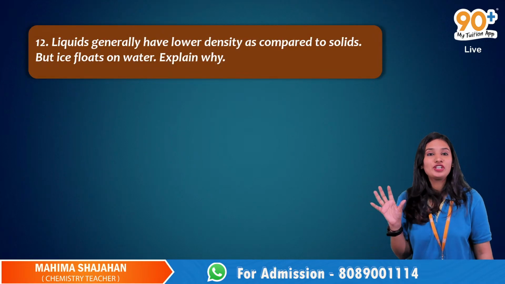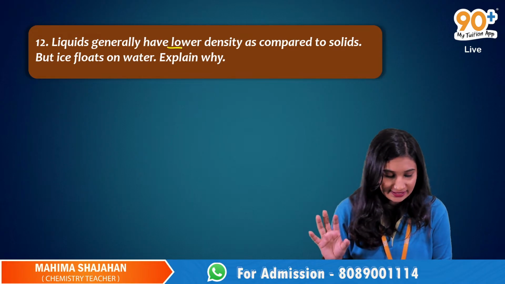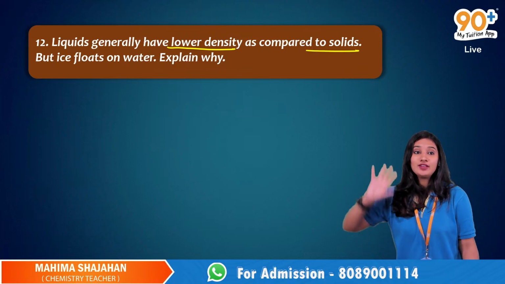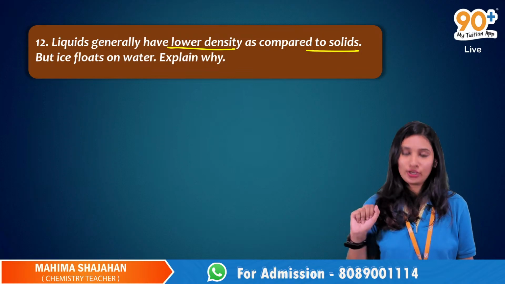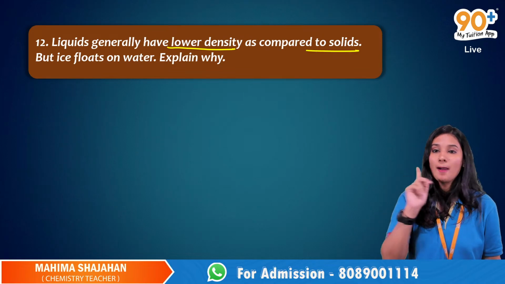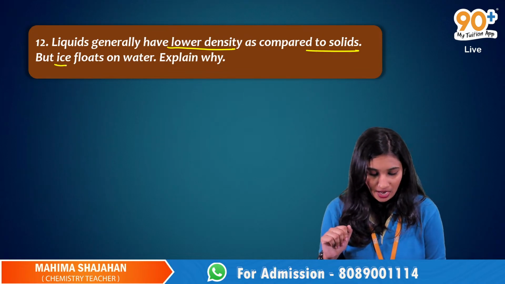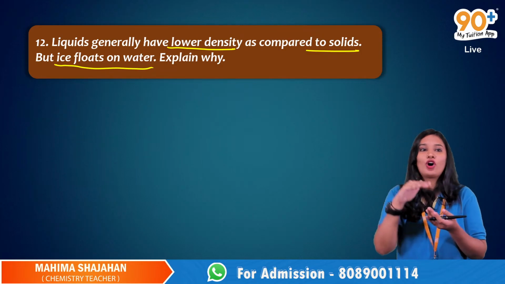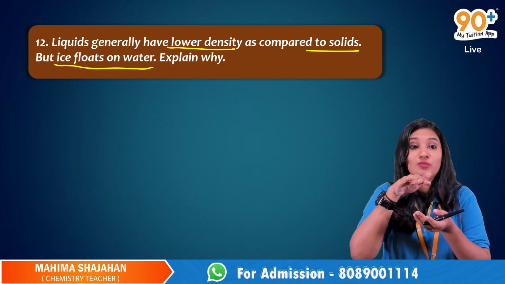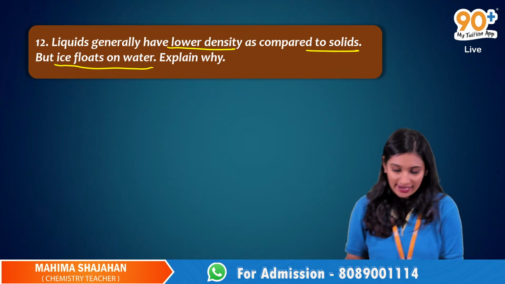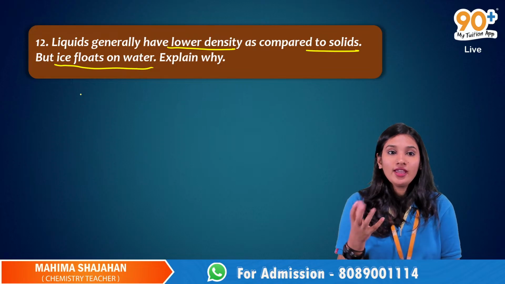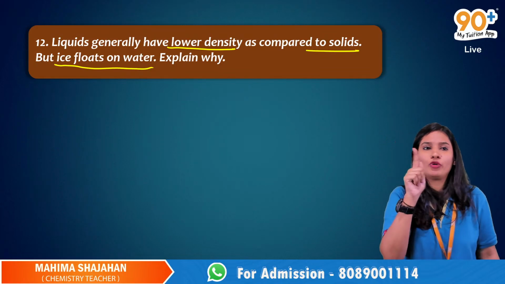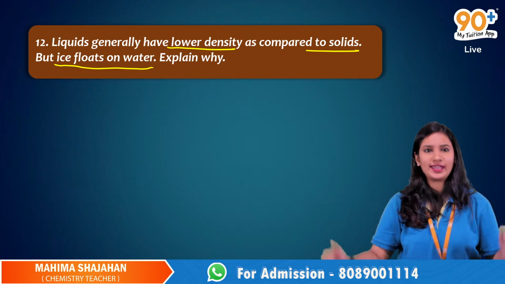Liquids generally have lower density as compared to solids. Okay. Now, solids have maximum density, then comes liquids. അങ്ങനെയാണ് നമ്മൾ common ആയിട്ട് പറയാറ്. But ice floats on water. ഒരു സാധനം ഫ്ലോട്ട് ചെയ്യണമെങ്കിൽ its density should be less. അപ്പോൾ ഇവിടെ ice, even though it's a solid, it floats on water. ഐസിനേക്കാൾ ഡെൻസിറ്റി ആർക്കുണ്ട്? വാട്ടറിനുണ്ട്. എക്സ്പ്ലെയിൻ വൈ.